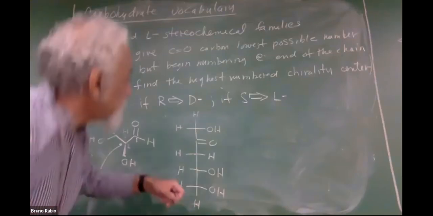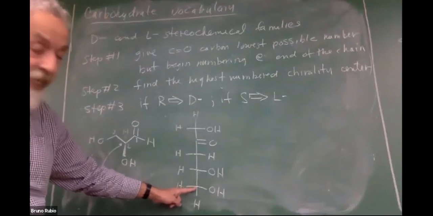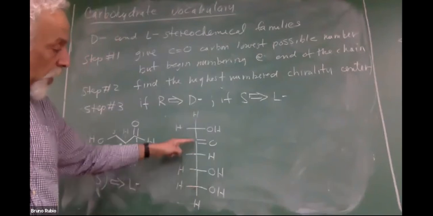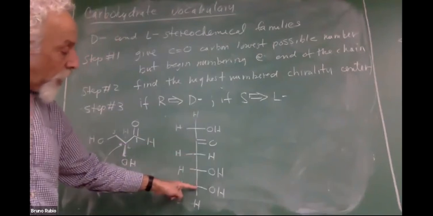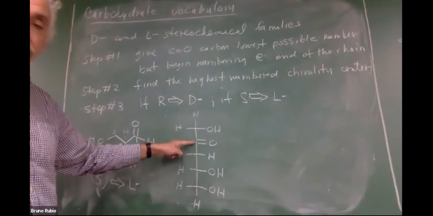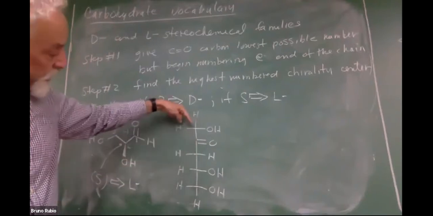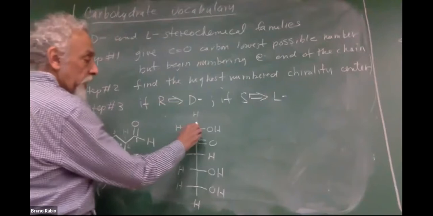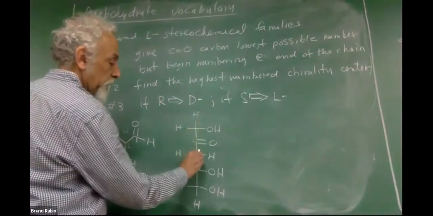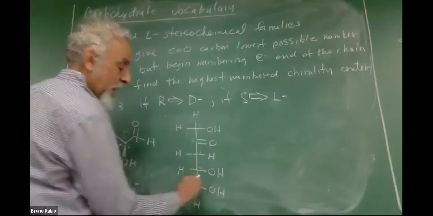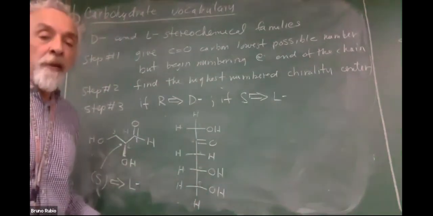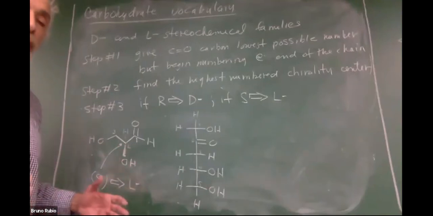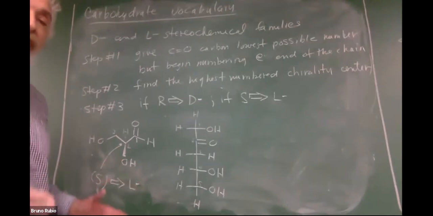Okay, the numbering. See, if I start here, if I'm calling this carbon 1, the carbonyl will come in at 1, 2, 3, 4. That's no good. If I start numbering up here, the carbonyl is going to come in at 2. So there's carbon 1, carbon 2, carbon 3, carbon 4, carbon 5. That's the correct numbering. I'm numbering starting at the end of the chain of carbon atoms, and I'm numbering in such a way that the carbonyl group gets the lowest possible number.